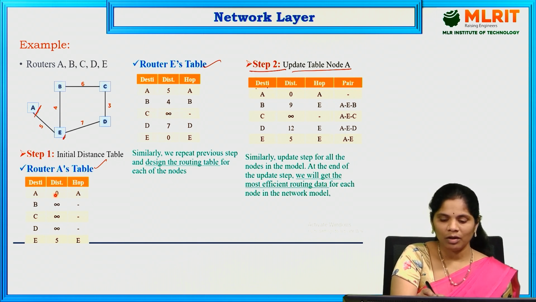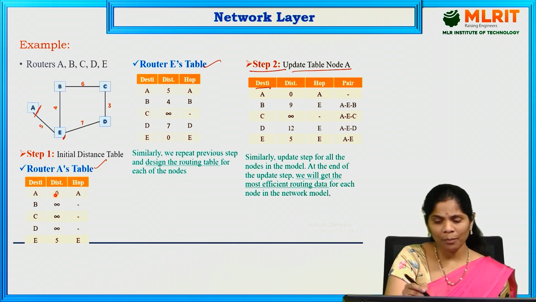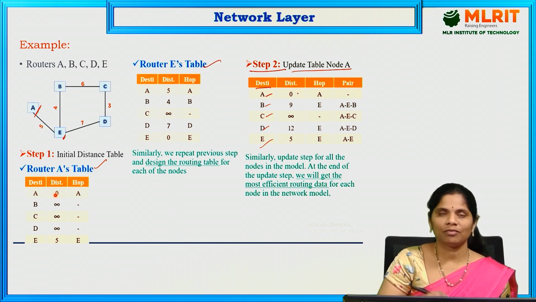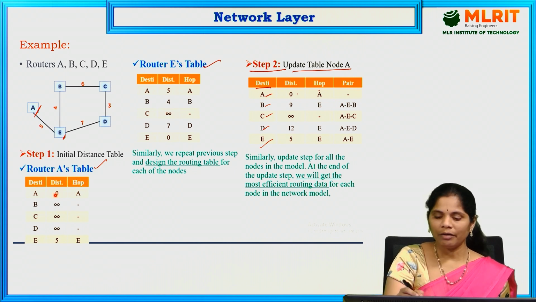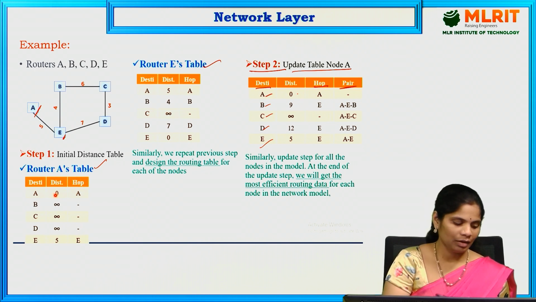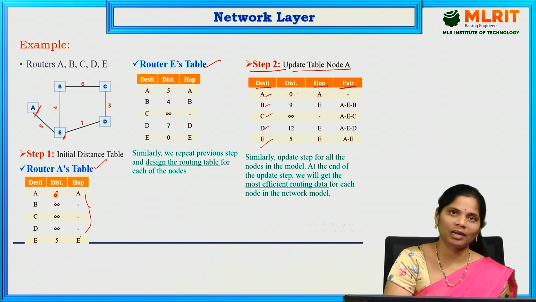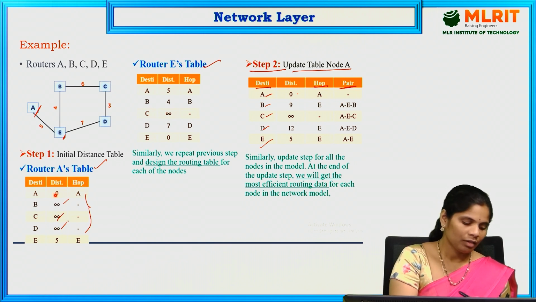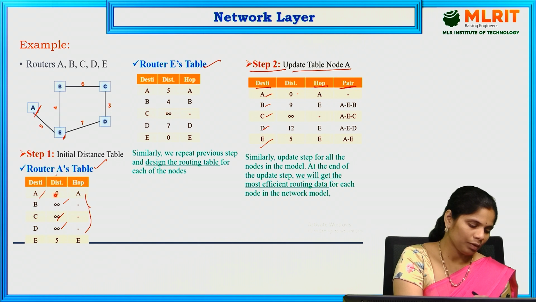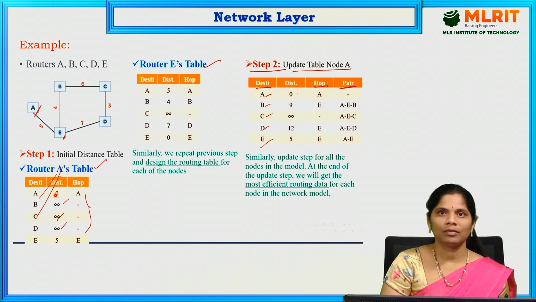So here also the destination is there. Means from A to A, A to B, A to C, A to D, A to E. And then what is the distance from A to B? And what is the next hop? What is the pair to reach this particular destination? Means in the previous case we don't know some distances, right? Like infinity we have given. That we are going to identify, which one is the shortest path for reaching A to B, A to C. We have to find that. That is the condition.